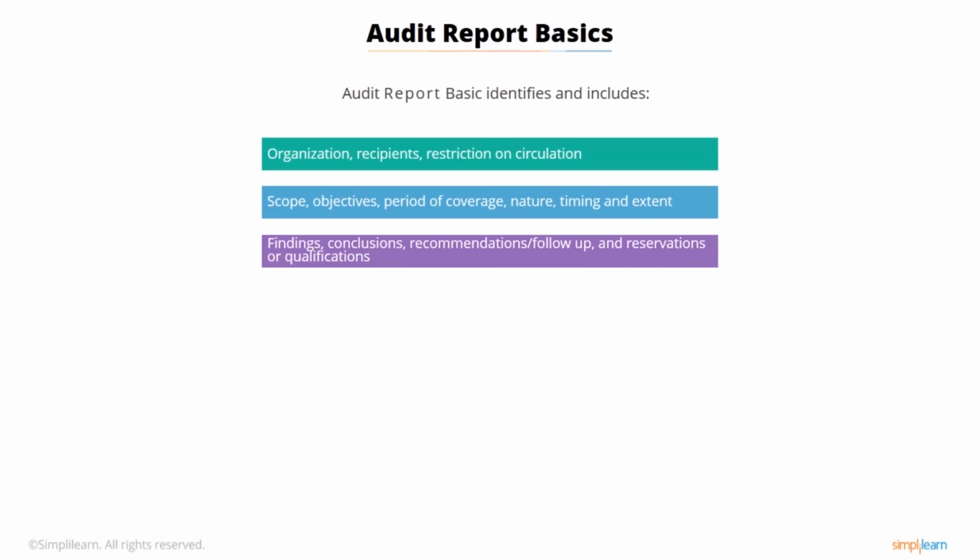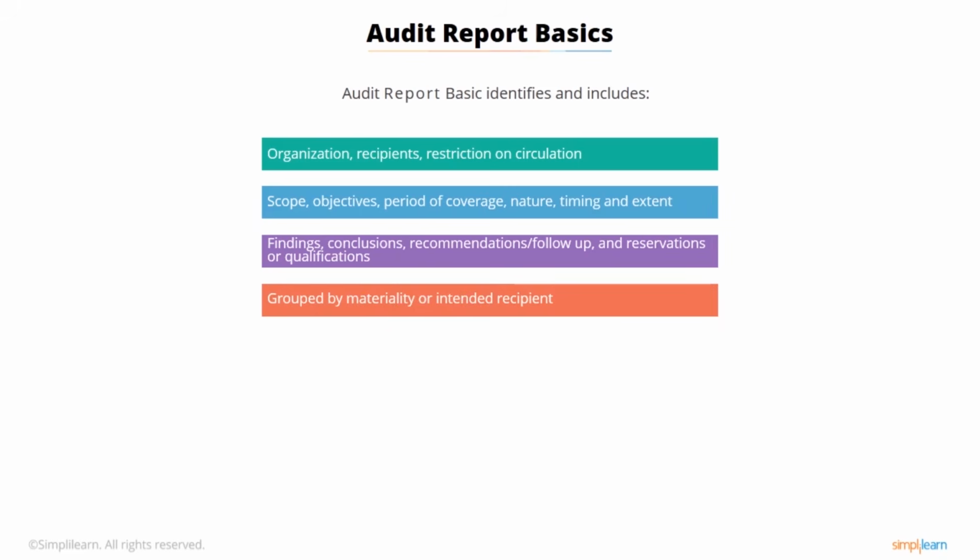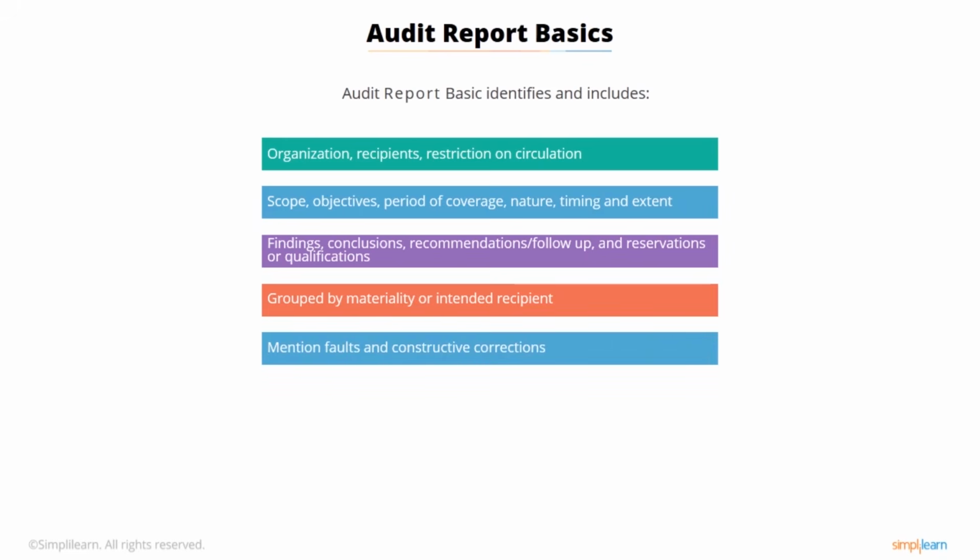What if you found something did meet control objectives? Do you have any reservations or qualifications? For example, this might be a place to state that yes, this particular control does meet the control objectives, but that in your opinion, those control objectives may not adequately account for certain risks. Now you should put this in some sort of organization, grouping them by materiality, or by the intended recipient, or by the business group, or by the particular control, those sorts of things, some sort of organization. You also have to mention any faults you found and any constructive corrections.